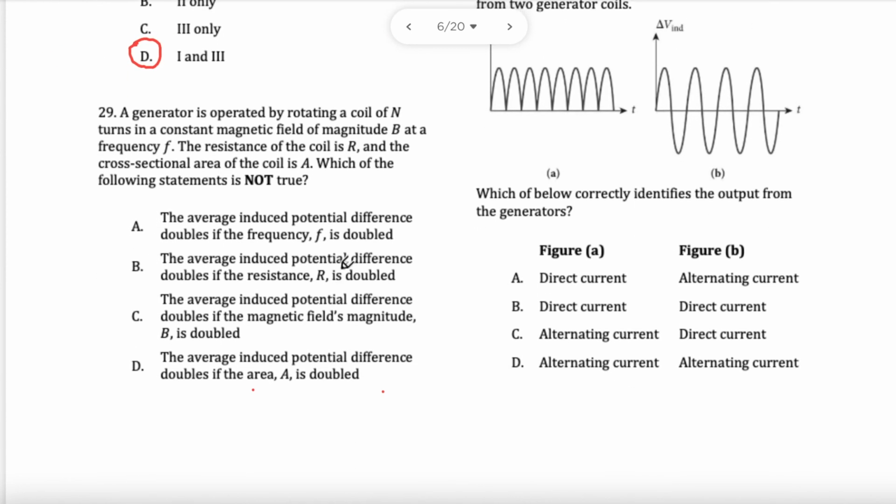Down here, we're talking about a generator, and we want to know which of the following statements on this generator is not true. So let's see. The average induced voltage doubles if the frequency doubles. The frequency is how fast it's spinning. The faster it spins, of course, the more there will be. It's related to sine 2 pi ft. The frequency is important for the EMF. You can also guess, because if it's moving faster, you can even think about the BLV formula. Anything that moves faster will induce more.